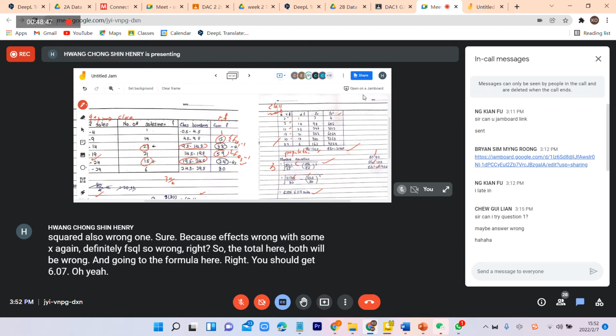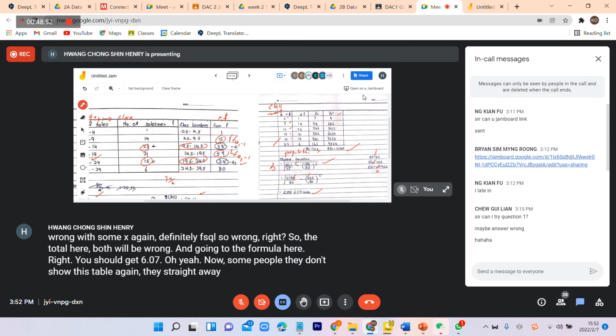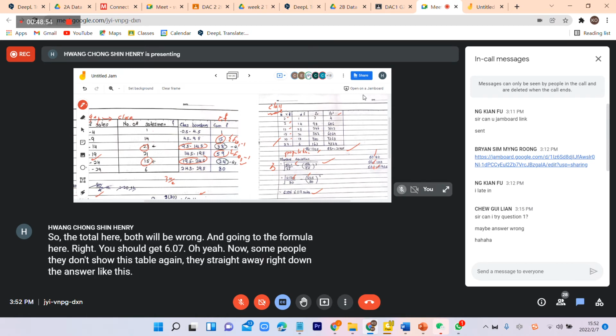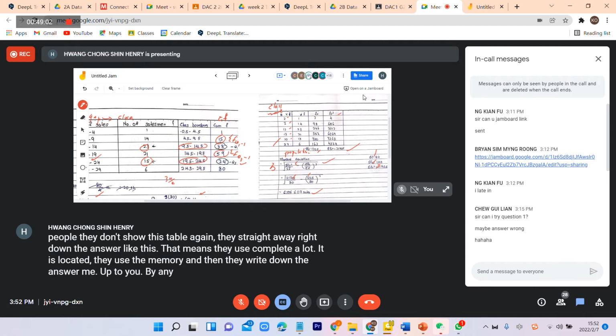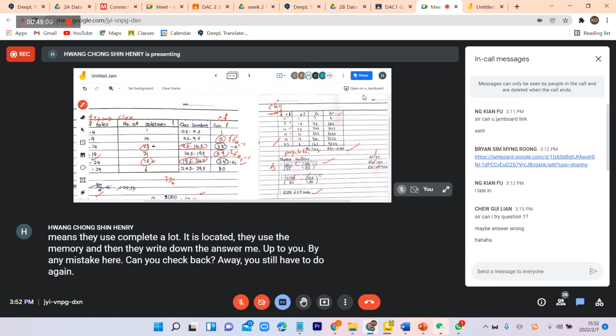Now, some people don't show this table. They straight away write down the answer like this. That means they use the calculator memory and then write down the answer only. Up to you. But if there is any mistake here, can you check back? No way, right? You still have to redo everything, multiplying and adding again.